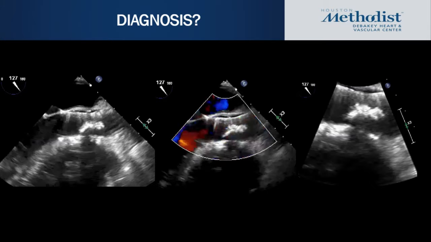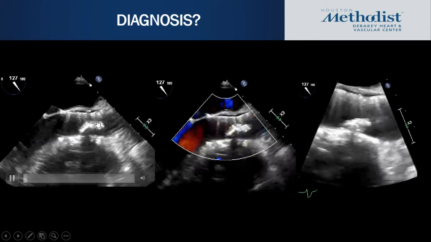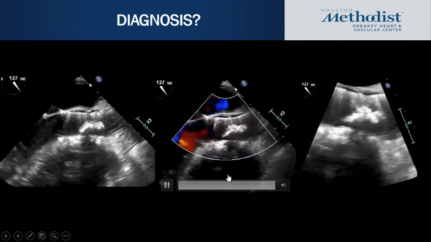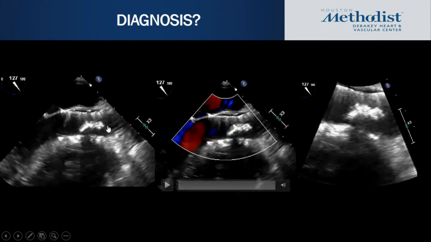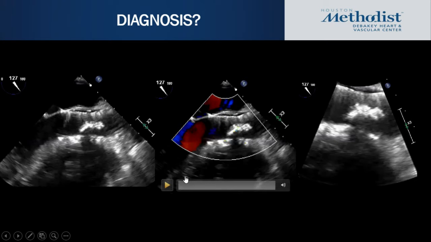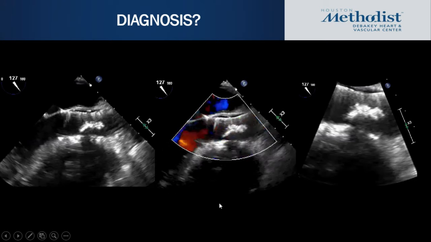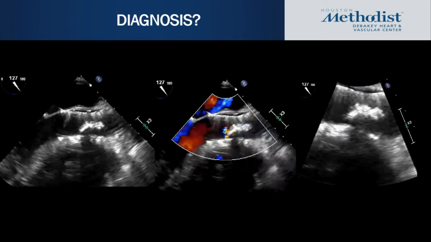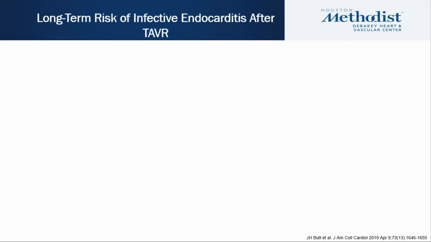And this was the TEE. As you can see here, there's a mobile, echogenic structure that's moving freely, and it's consistent with a vegetation. It's not causing any significant AI. It was just causing elevated gradients across the valve.